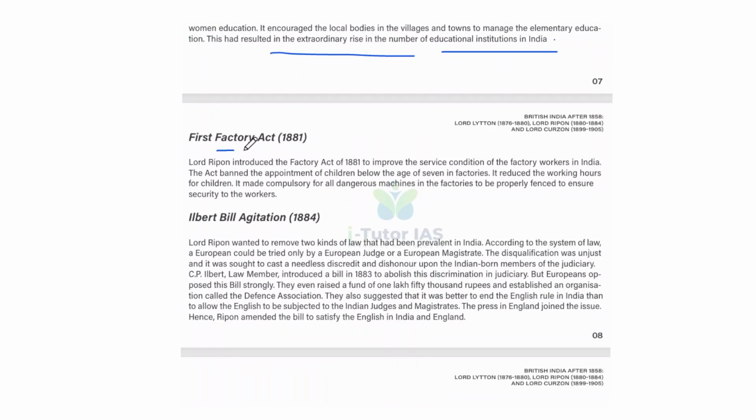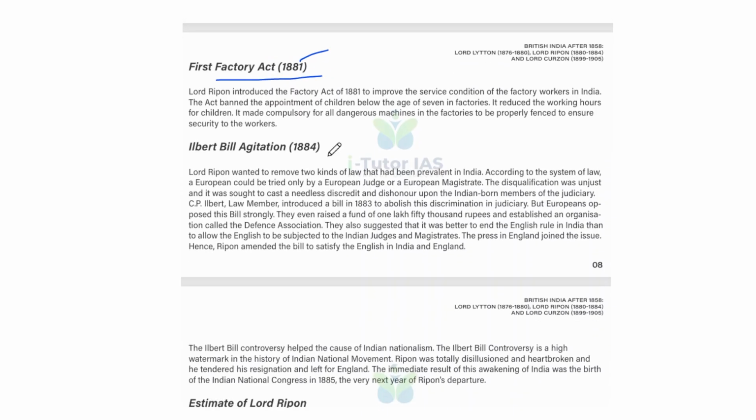And the first Factory Act, that is in 1881. Lord Ripon introduced the Factory Act of 1881 to improve the service conditions of the factory workers in India, and the act banned the appointment of children below the age of 7 in factories. It reduced the working hours for children, and it made it compulsory for all dangerous machines in the factories to be properly fenced to ensure security to the workers. So that is the first Factory Act, 1881.